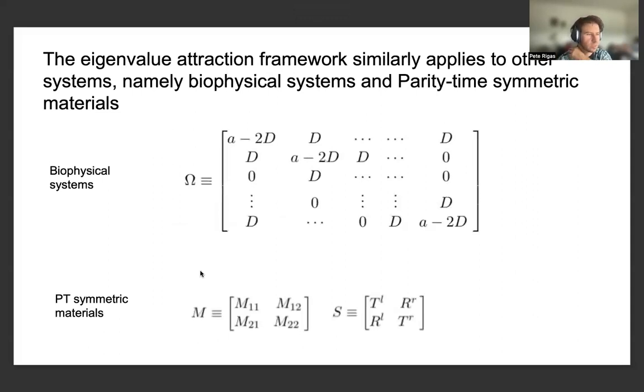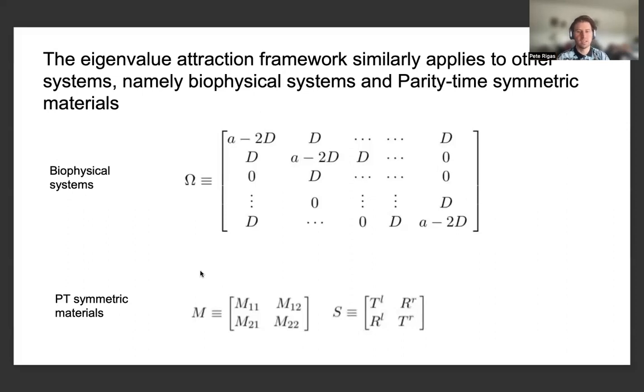And so, as we've been alluding to, this isn't the only type of framework that we can apply the eigenvalue attraction framework to. In fact, we can look at making use of this framework and similarly applying it to other systems of interest, namely biophysical systems and parity-time symmetric materials. And the main conceptual jump or realization that anyone has to have when making use of the eigenvalue attraction framework for these two remaining systems is the fact that we have to look at some type of real matrix which describes some physical system of interest which is dependent upon time, and then from this matrix, being able to obtain the eigenvalues and the eigenvectors.